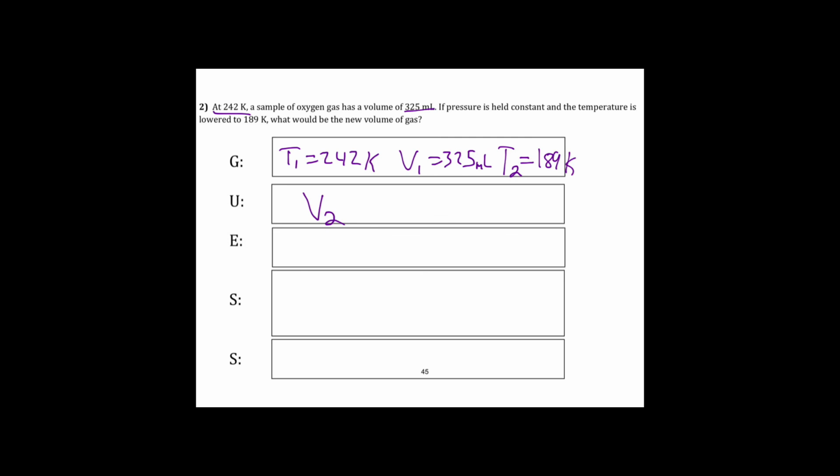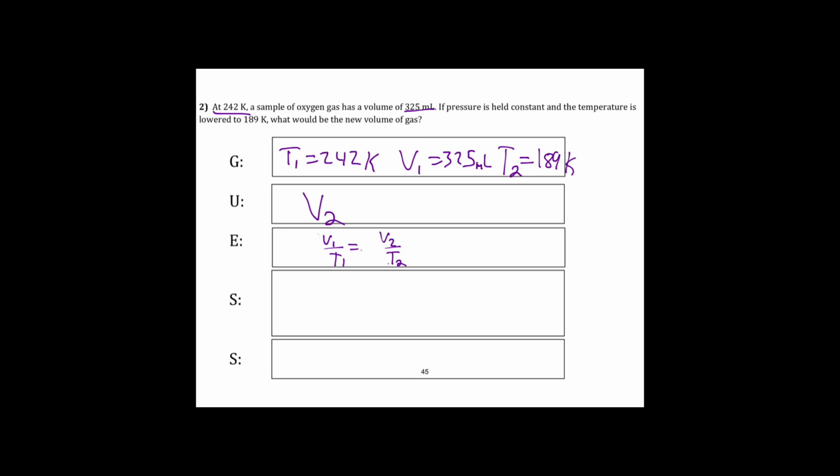Now again, our equation is the combined gas law here. And again, we can cross out everything that we're not dealing with or that remains constant. So pressure remains constant, so we can cross out pressure like this. And then it doesn't even talk about the moles again, so we can cross out the moles. And this is the final equation that we're dealing with: V1 over T1 equals V2 over T2.